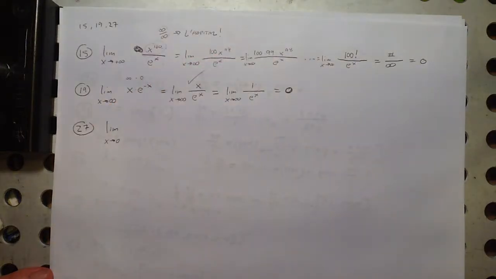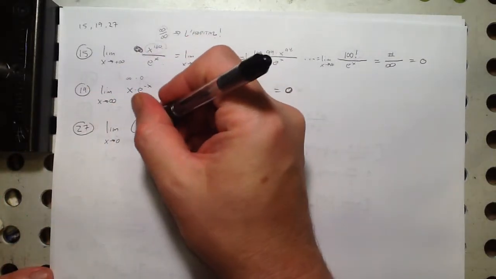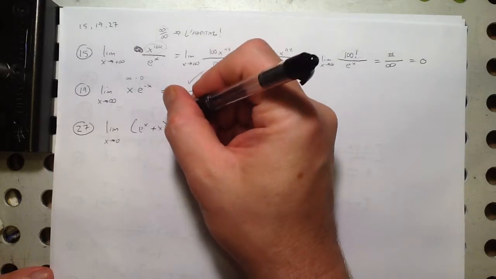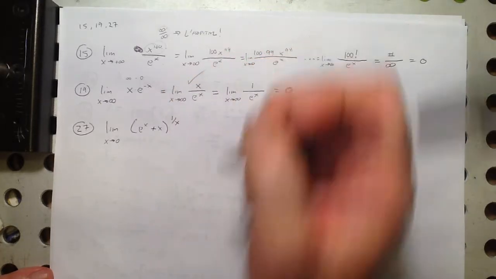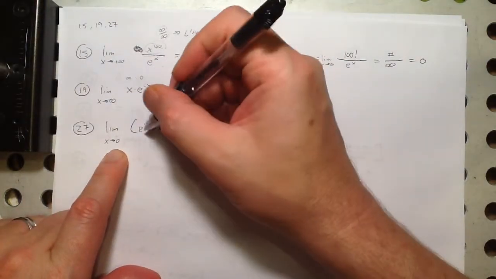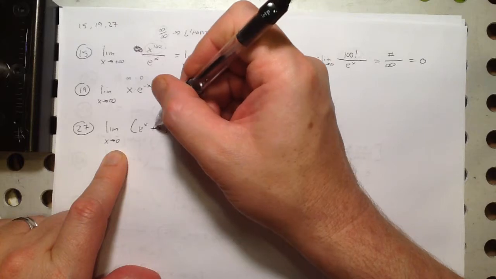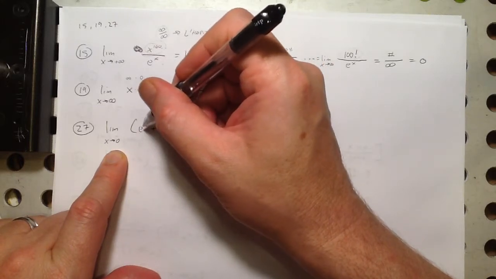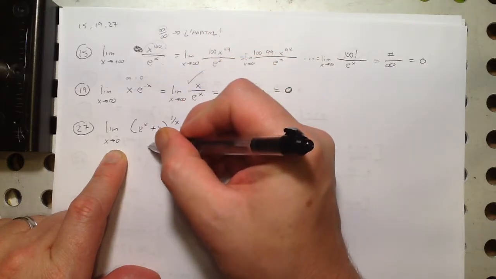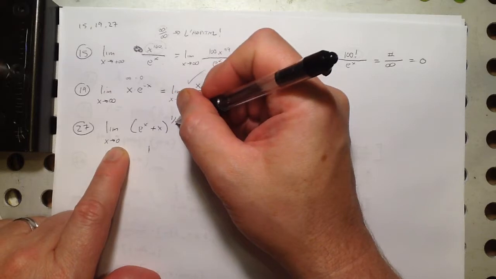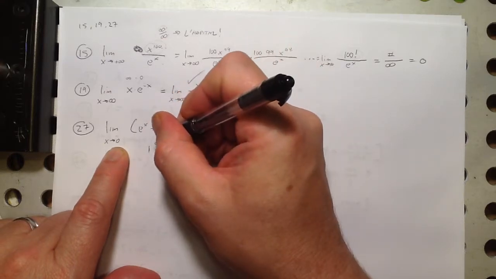Here the limit as x approaches 0 of (e to the x plus x) to the 1 over x. And this is L'Hopital type 3. If I plug 0 in here, I get e to the 0 plus 0. So e to the 0 power is 1, plus 0, so that's like 1. And then 1 over 0. 1 over something that's approaching 0 is going to approach infinity.